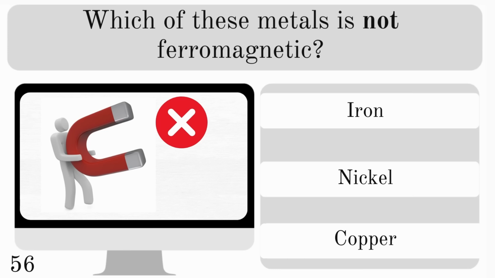Which of these metals is not ferromagnetic? Iron, nickel, or copper? And the one that's not is copper.